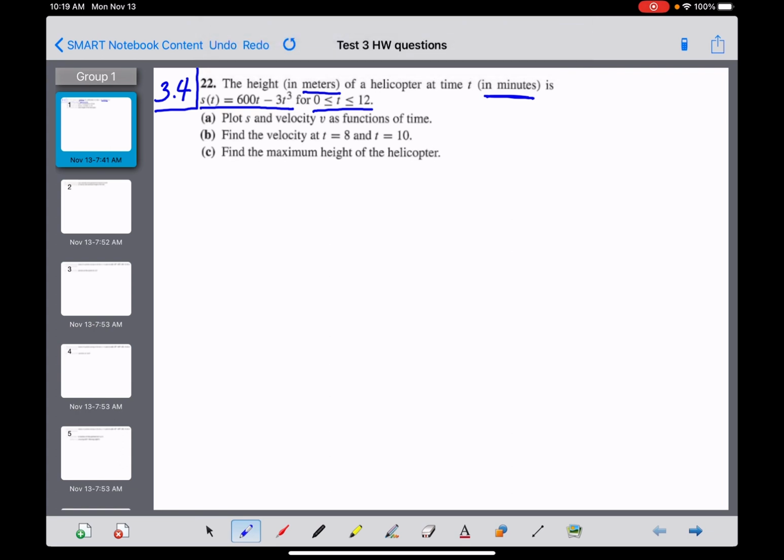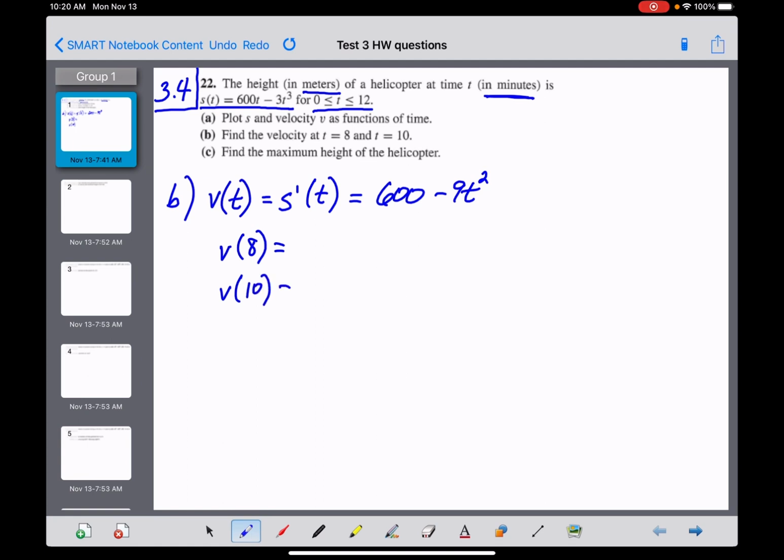Let me move down to part B, though, real quick, where it says that we're supposed to find the velocity at t equals 8 and t equals 10. All right, guys, this is the big takeaway from 3.4. We now know that the velocity function of an object is given to us by taking the derivative s prime of its position function. So that function defined up above, 600t minus 3t cubed, we'll take the derivative using the power rule here and get a 600 and then minus a 9t squared, and that's going to be our velocity function. So they want us to find velocity at 8 and then also velocity at 10, and let's see here.